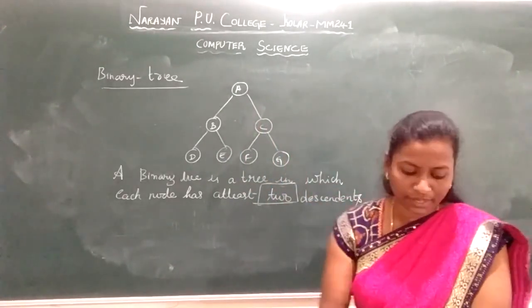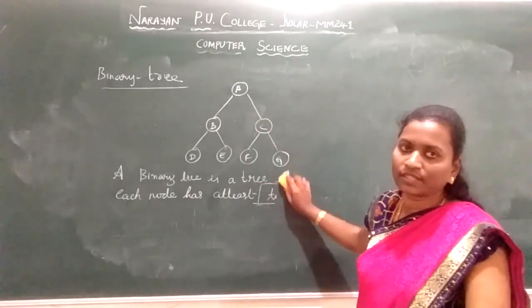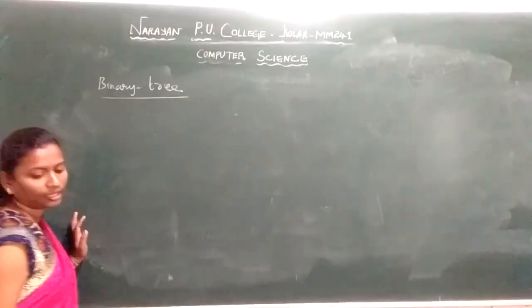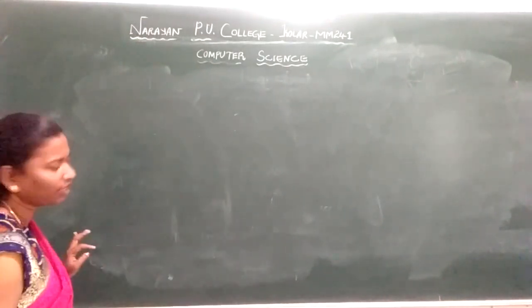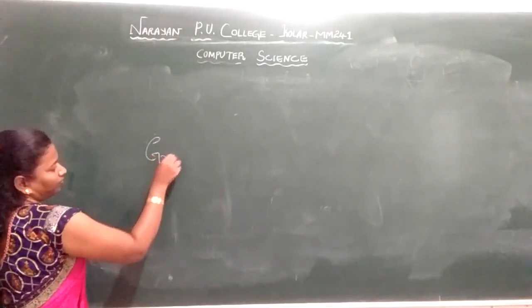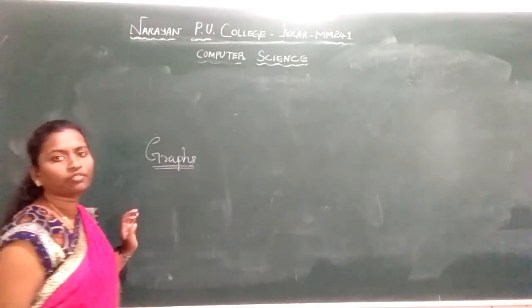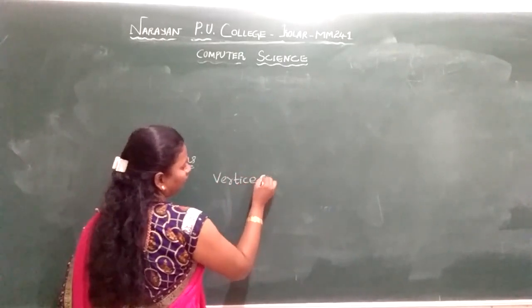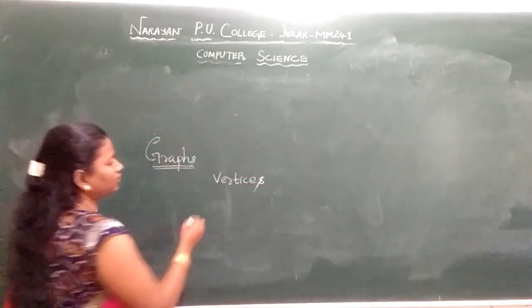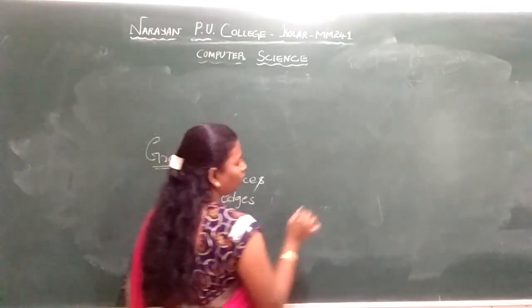After seeing the binary tree, next we will see the next type of non-linear data structure. We have graphs. I'll tell you the definition for graphs. So we'll finish with the binary tree. Now we'll see graph. A graph is again a non-linear data structure which has a set of vertices and edges. So what are called vertices?